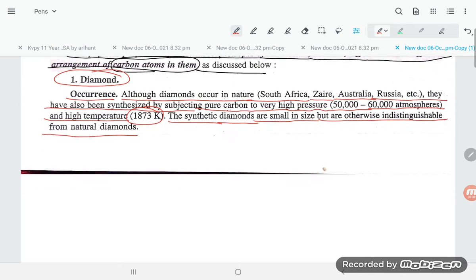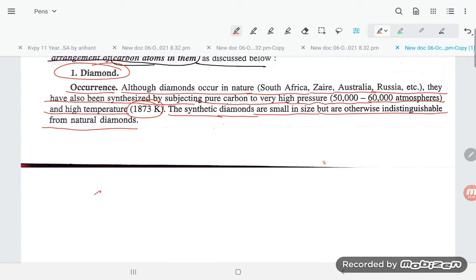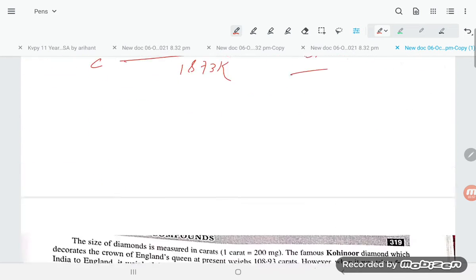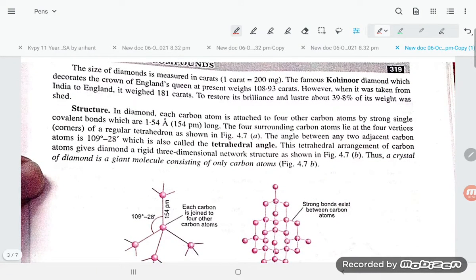That is what the point is all about. If you have pure carbon and you apply a pressure of 50,000 to 60,000 atmospheres and 1873 Kelvin, you will be able to get diamond, students. This is the point which you have to keep in mind.